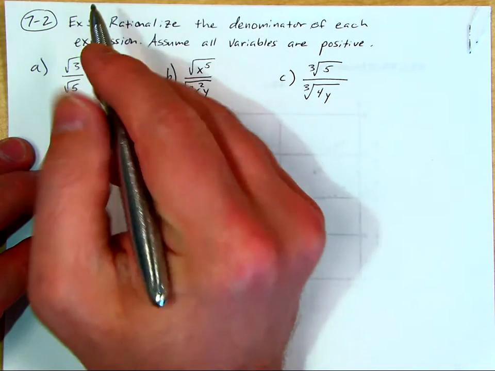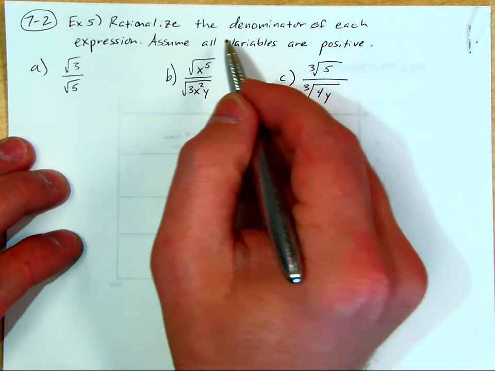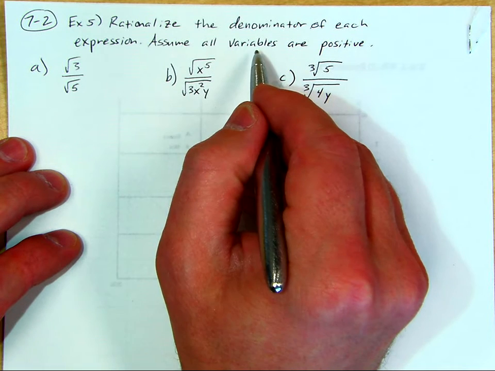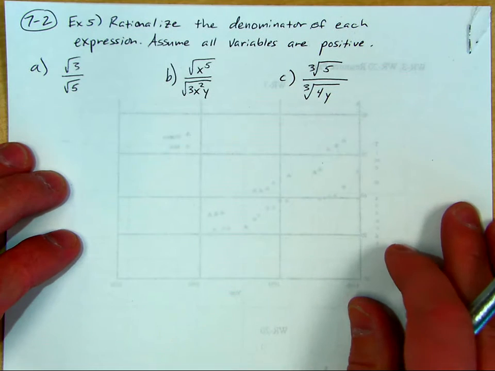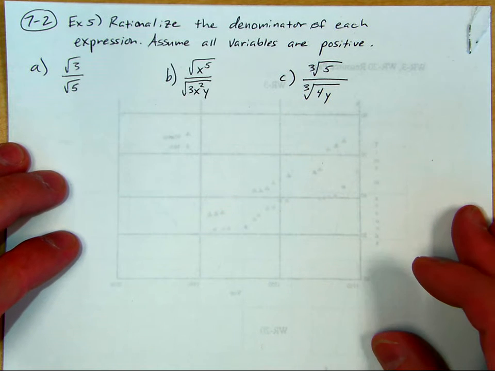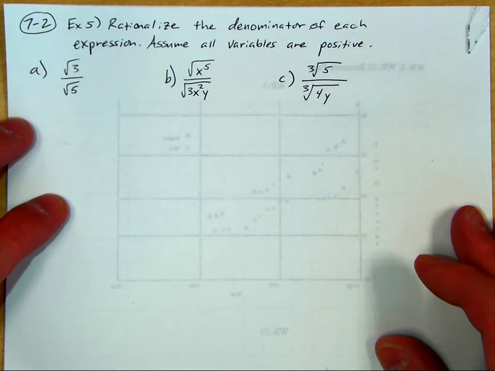Here is 7-2 example 5. We're going to rationalize the denominator of each expression. Again, no absolute value bars necessary because we're assuming all variables are positive. This is going to be a lengthy video, so I'm probably going to pause this once or twice during class, and you might want to do the same at home.